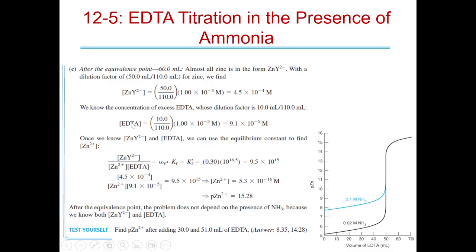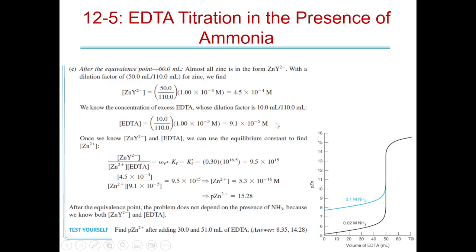We know the concentration of excess EDTA, because we're going to have just excess EDTA that will greatly overwhelm everything else, right? That will greatly overwhelm the unbound EDTA. So all we have to do is just take the 10 extra milliliters over the equivalence point, divided by 110 for the dilution factor, and then multiply by the initial concentration of the EDTA. And that gives us that.